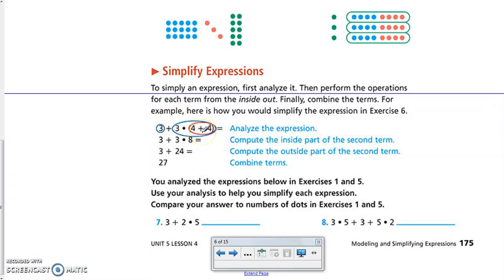You do parentheses first. 4 plus 4 is 8. Then I'd have to do multiplication next, because multiplication comes before addition. 3 times 8 is 24, and then 3 plus 24 is 27. So basically all I'm telling you is when you simplify expressions, this is asking you to solve them. Now they're going to get more complicated to simplify when we start throwing in variables like a or x or d. But right now, if it's just all numerical expressions, all you've got to do is really solve the expression.